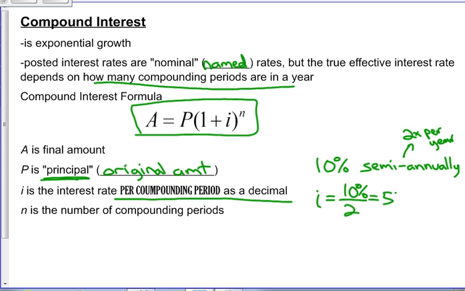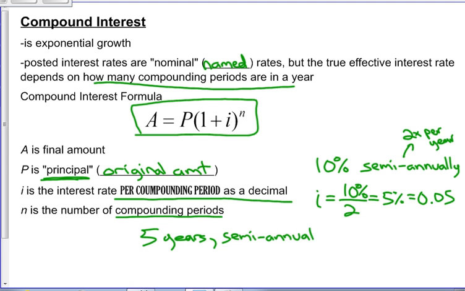Which is 5% or 0.05. N is the number of compounding periods. So if I had the same situation, if I had 5 years, but we got compounded semi-annually, then N would not be 5. Semi-annually means twice per year. So N would be 10, or 5 times 2, 2 times 5. Twice a year for 5 years is 10 compounding periods.